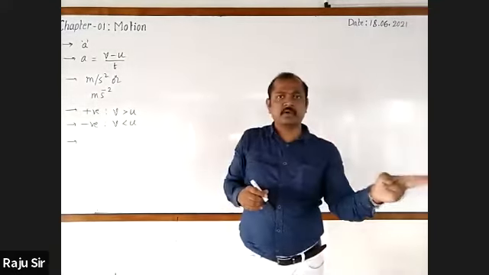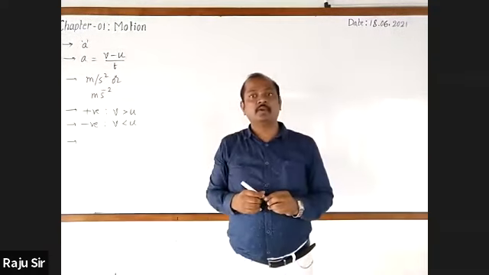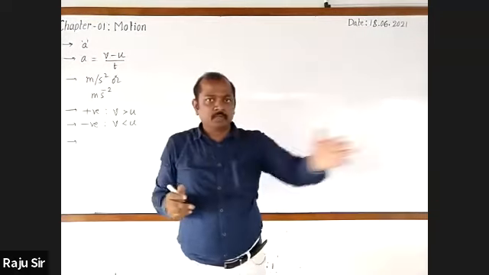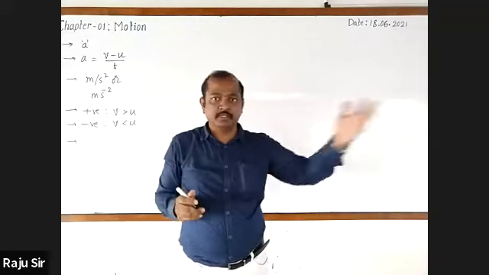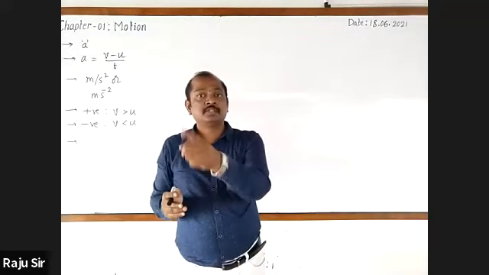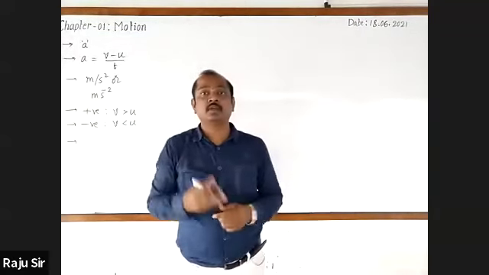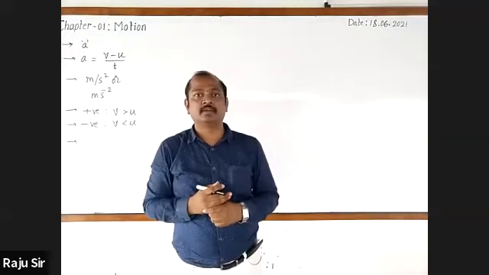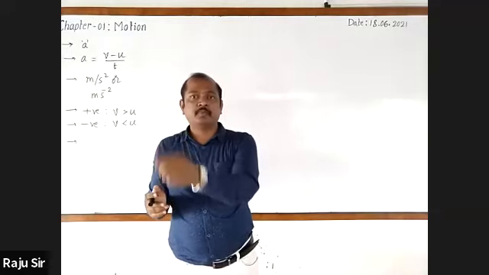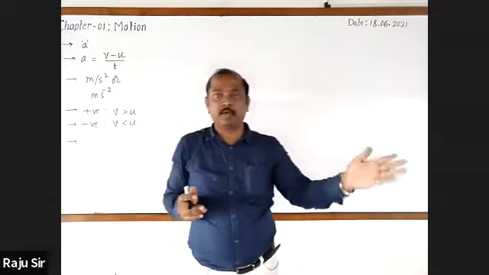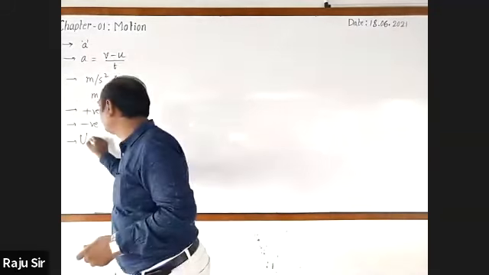The other two types of acceleration are, one is uniform, second one is non-uniform. When the body is moving in a straight line and the velocity changes, if this change in velocity is equal in equal intervals of time, then it is called uniform acceleration, right? When a body changes its velocity by equal amounts in equal intervals of time, then it is called uniform acceleration.